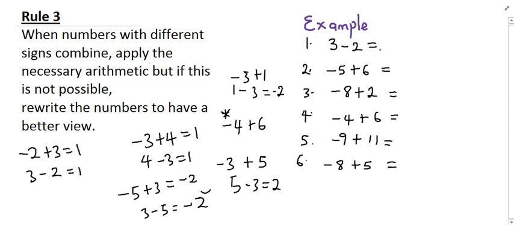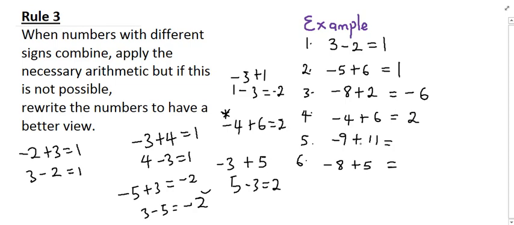Now the rule says when numbers with different signs combine, apply necessary arithmetic, but if this is not possible, rewrite. So now this is possible. Let's just apply arithmetic. 3 minus 2 is 1. We don't need to rewrite it. Now 5 minus 6 might be challenging, but let's write it as what? 6 minus 5, still 1. And then this one is still challenging. Let's write it as 2 minus 8. So 2 minus 8 is not possible, so negative, 8 minus 2 is what? 6. Now right here, minus 4 plus 6 might be confusing, but let's just say 6 minus 4 makes sense. That's going to be giving us what? 2.